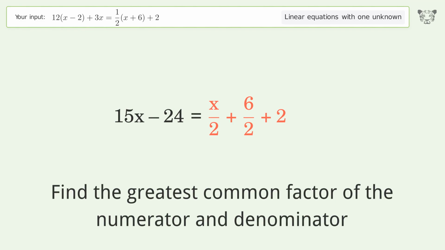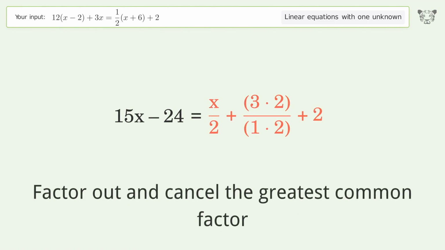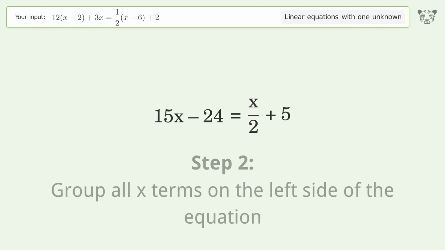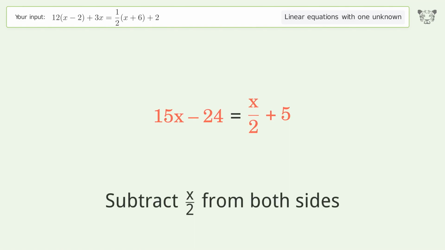Find the greatest common factor of the numerator and denominator. Factor out and cancel the greatest common factor. Simplify the arithmetic. Group all x terms on the left side of the equation. Subtract 10 over 2 from both sides.